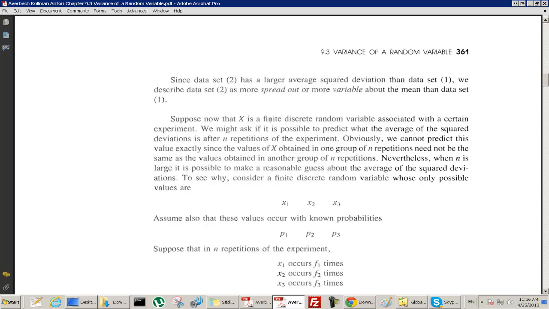Now suppose that x is a finite discrete random variable associated with a certain experiment. We might ask if it is possible to predict what the average of the squared deviations is after n repetitions of the experiment. Obviously we cannot predict this value exactly, since the values of x obtained in one group of n repetitions need not be the same as the values obtained in another group of n repetitions. Nevertheless, when n is large, in other words, when we do this many times, it's possible to make a reasonable guess about the average of the squared deviations.